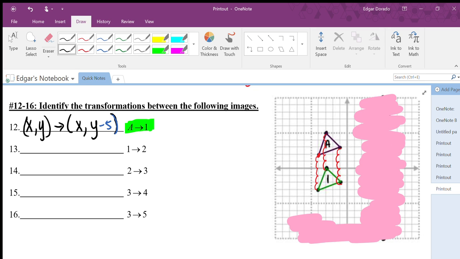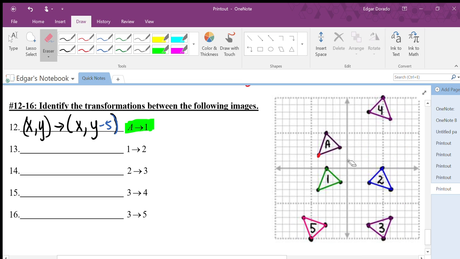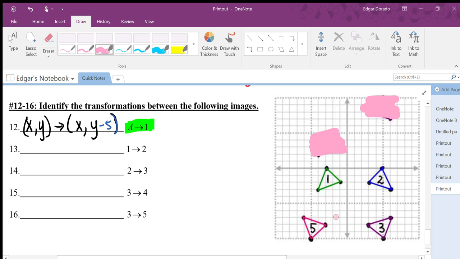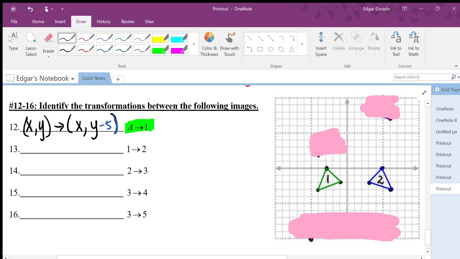Okay, let's keep going. Now we are looking at which ones? 1 and 2. So no need for this one, this one, this one, or this one. So just 1 and 2. Those definitely look like some sort of a reflection. So we have to find our line of reflection.